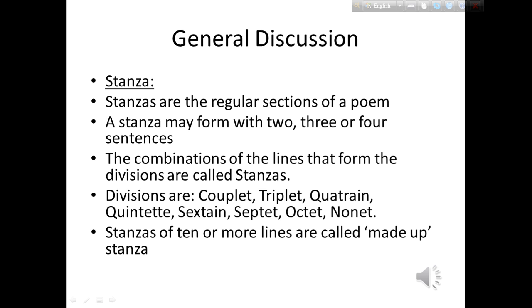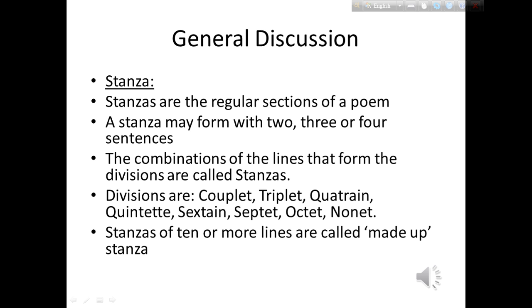couplet, triplet, quatrain, quintet, sextet, septet, octet, nonet, etc. So let's get some introductory information about these divisions. So first, couplet. A couplet forms with two sentences that rhyme together, and a triplet forms with three lines that have consecutive rhyme. And now quatrain, a group of four verses that rhyme together.